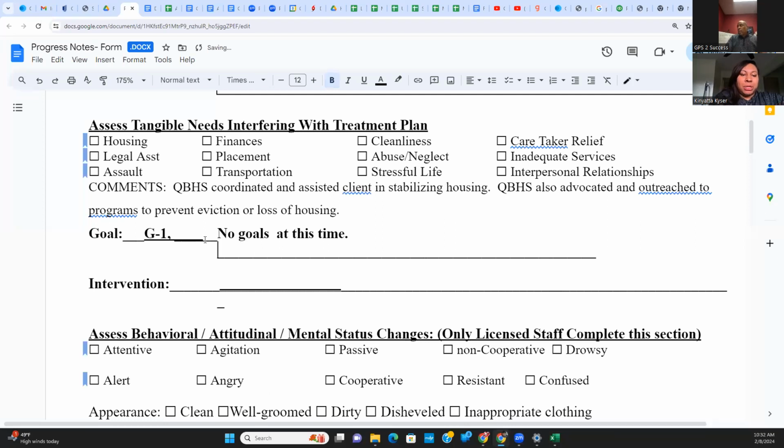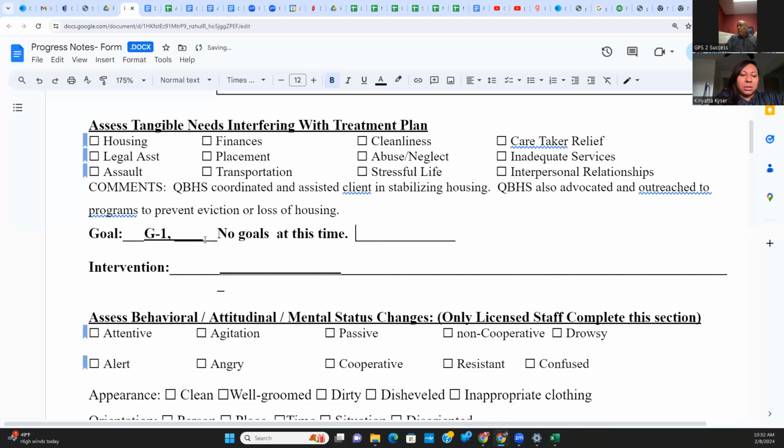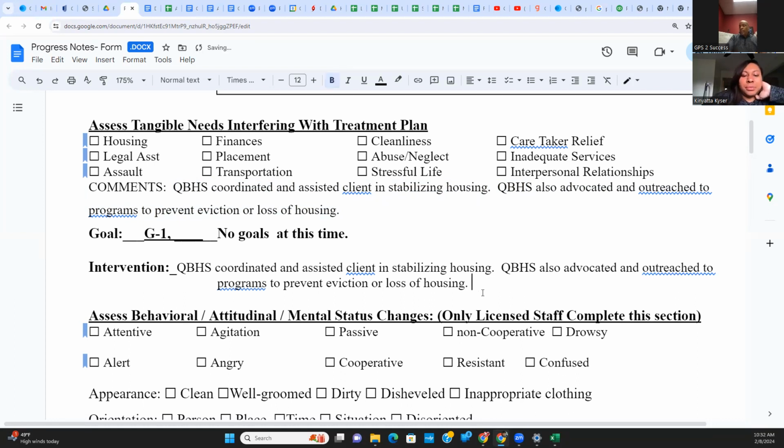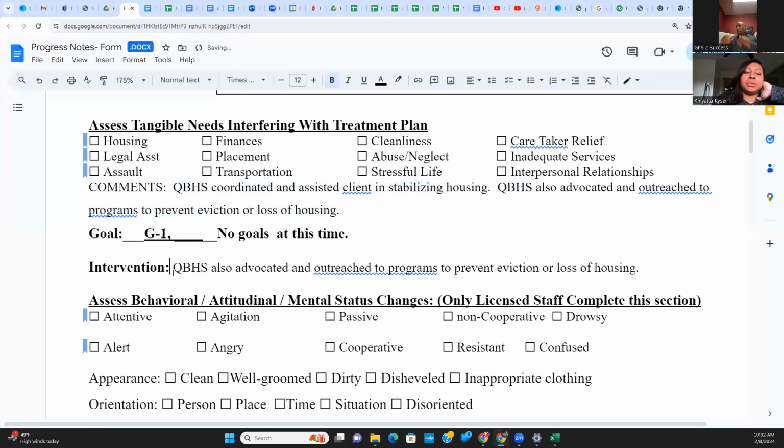So that was pretty much my intervention too. That I did outreach programming and prevented eviction and loss of housing. So you could just put prevented loss of housing. So just pretty much the second sentence, and or prevention of loss of housing.